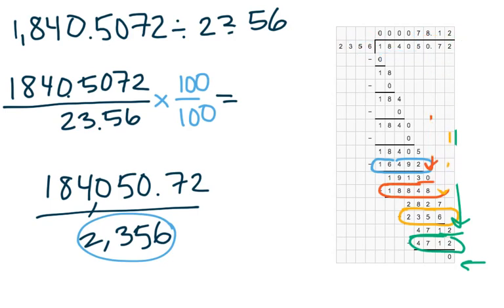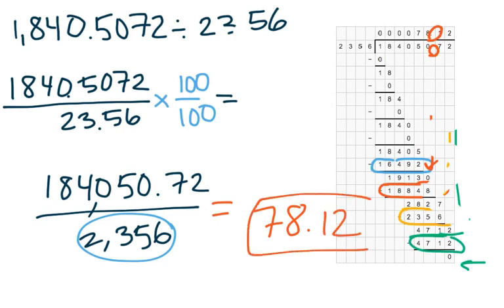When we start to think about our final answer, it's important that we keep in mind we had a decimal point in our dividend, and we still have a decimal point here in the quotient. So that means that my final answer is 78 and 12 hundredths as the quotient of those values.